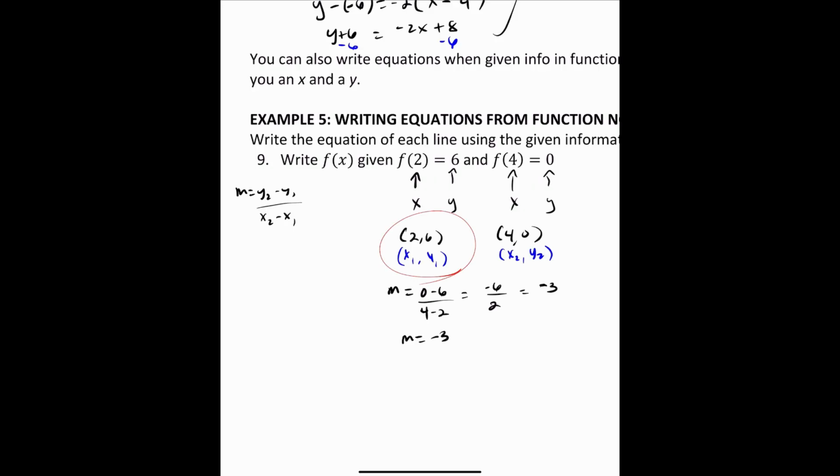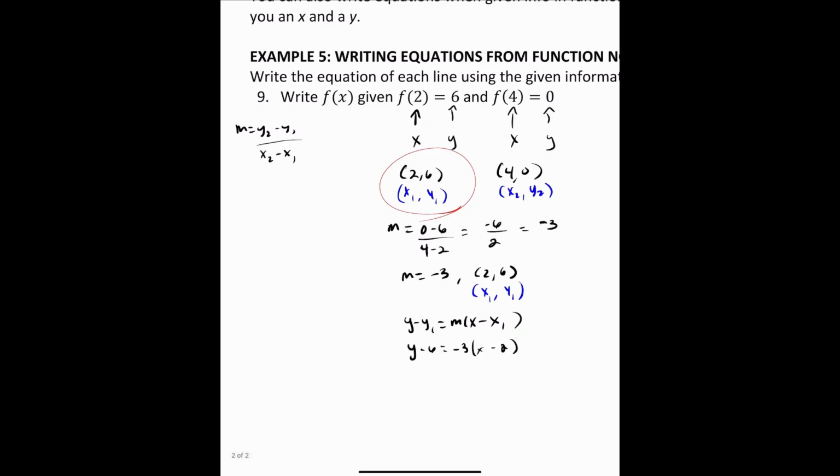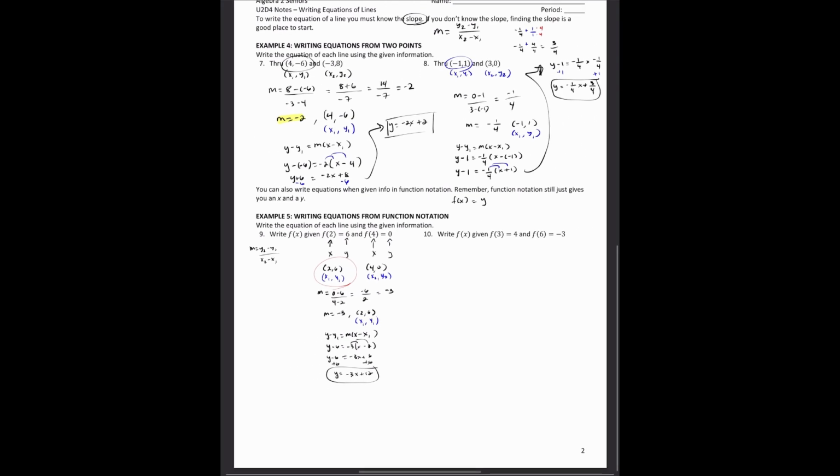And then go ahead and say that 2, 6. The 2 is our first x, and our 6 is our first y. So using my point slope form, we have y minus 6 equals negative 3 times x minus 2. Then I'm going to distribute. So y minus 6 equals negative 3x plus 6. And then I'm going to add 6 to both sides here. So y equals negative 3x plus 12. And that's your answer.